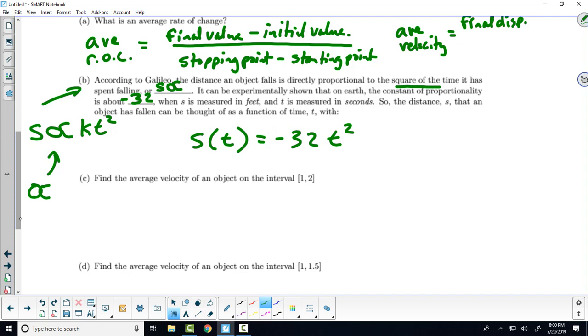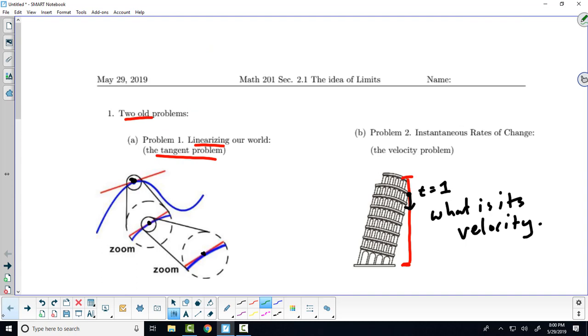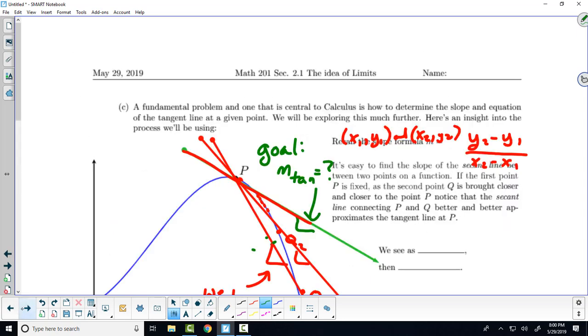All right. So let's do an average velocity problem. We can now find the average velocity of an object falling between the first and second second. If you want an image to go with this, let's return to our Leaning Tower of Pisa. So we're going to say, where was the object at the first second? Where was the object at the second second? And let's calculate the average speed that it had over that time period. So how would we do that?